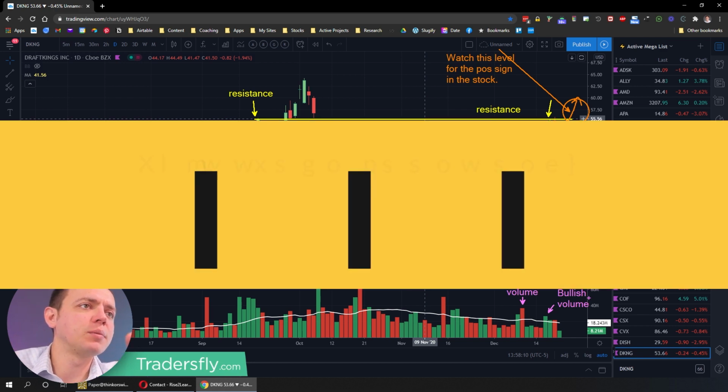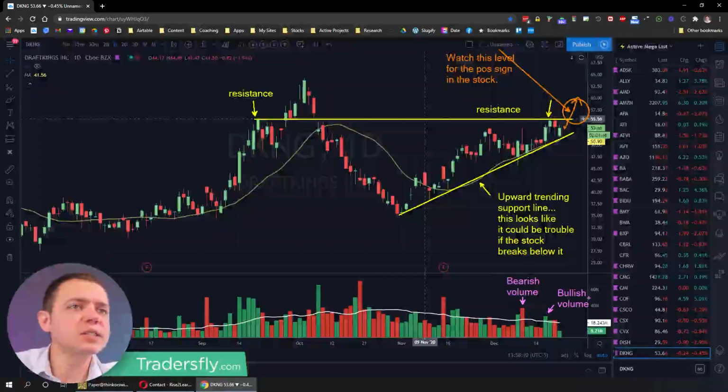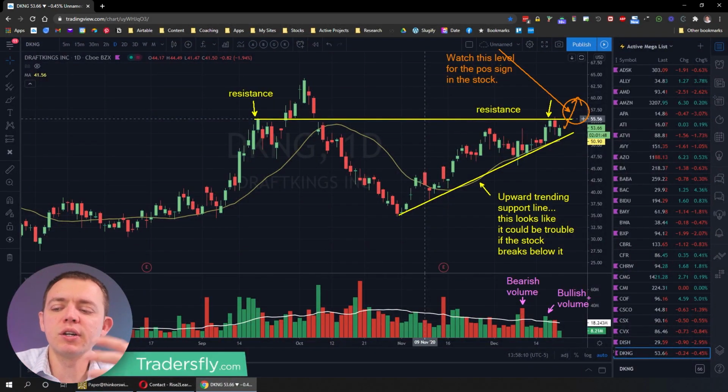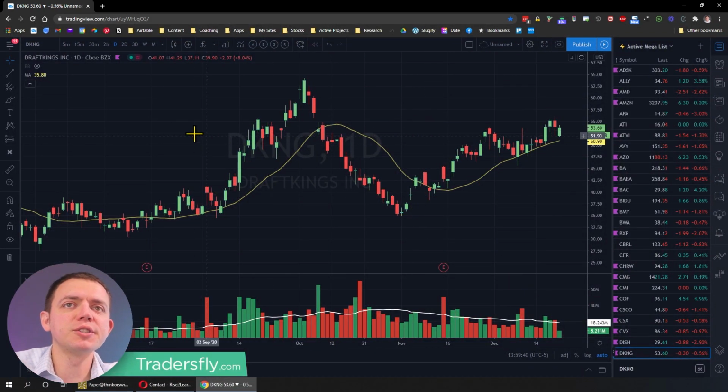In this case, I'd be a little more neutral on the stock. Let's see what happens. Who's going to win out? Is it going to be the bulls or the bears?